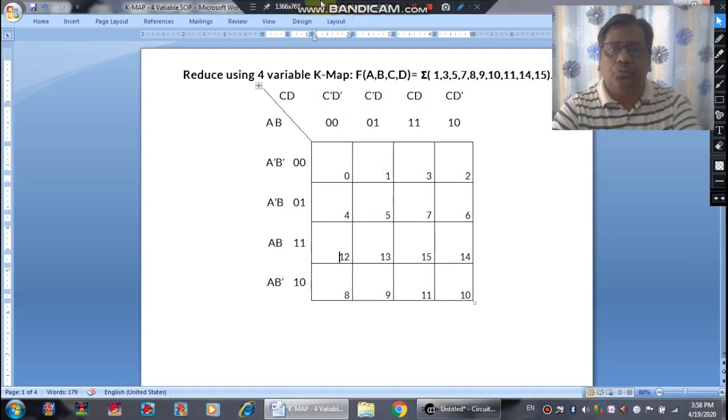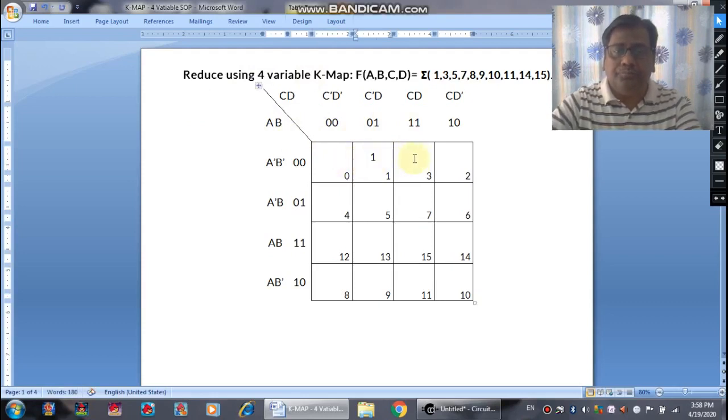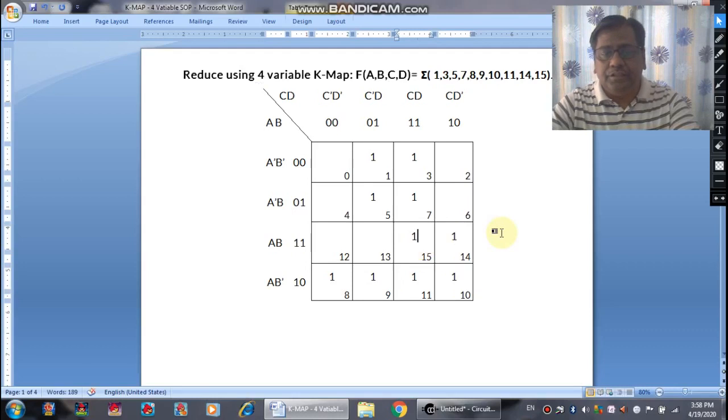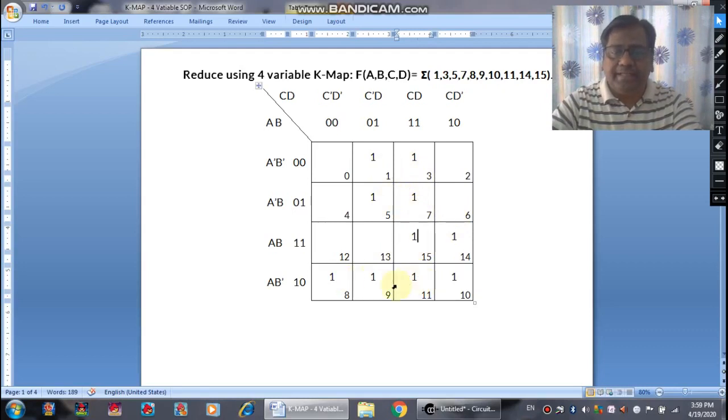Once the structure is through, what are we supposed to do? We are supposed to plot 1 at 1, 3, 5, 7, 8, 9, 10, 11, 14 and 15. This is your first K-map. This is what you have to plot in the first question.